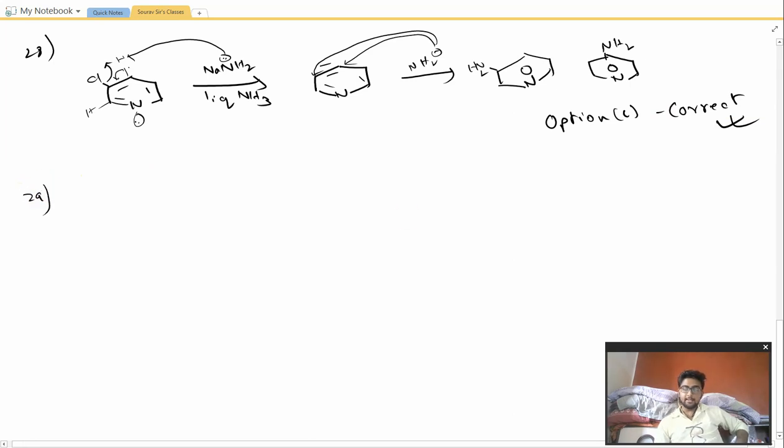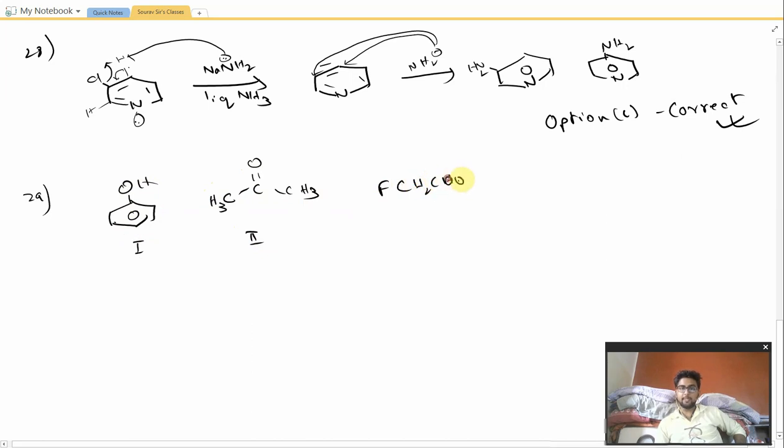Moving on to the next question, question number 29. It says that the increasing order of the acidity of the given molecules in aqueous media is. Let me draw the compounds. Firstly phenol, named as compound 1. Then acetone, named as compound 2. Then fluoroacetic acid, which is compound 3. And methanol, which is compound 4.